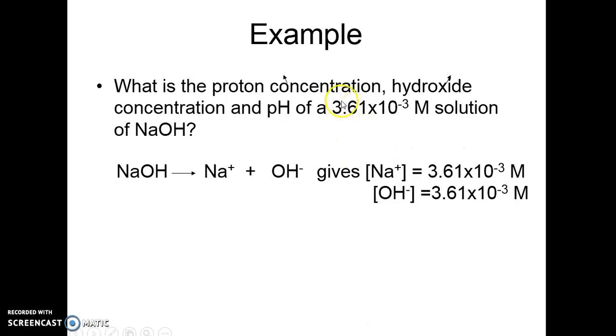So what is the proton concentration, hydroxide concentration, and pH of a 3.61 times 10 to the minus 3 solution of sodium hydroxide?